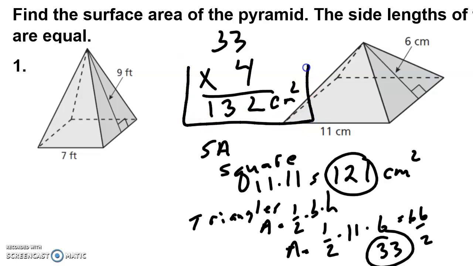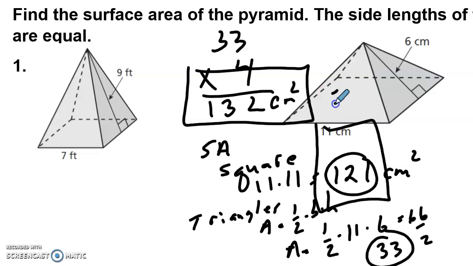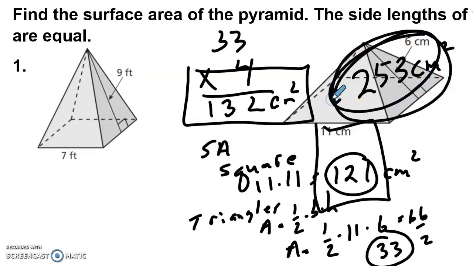And I want this and this added together. So if I take my calculator, just like you are, and I add those 2 together, we end up with 253 square centimeters for the total. Okay, let you pause and write that down if you need to.